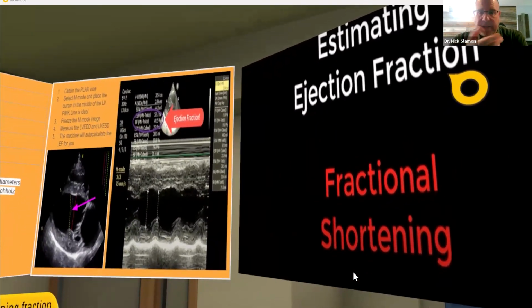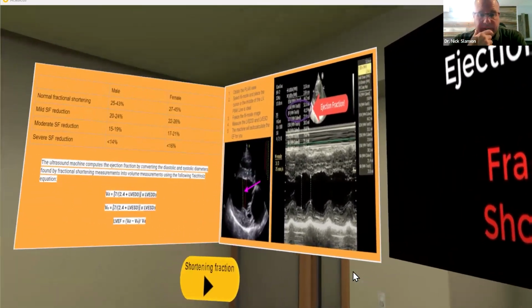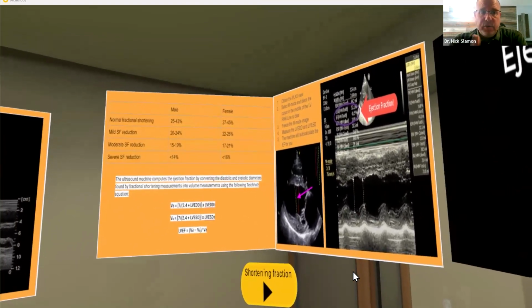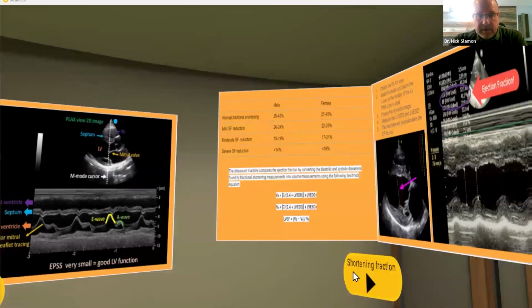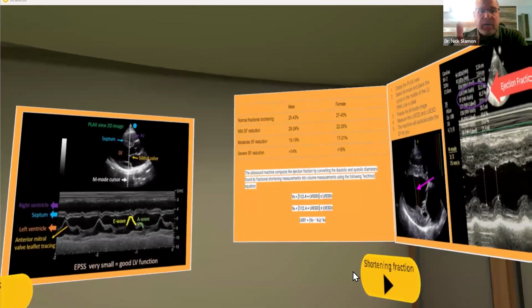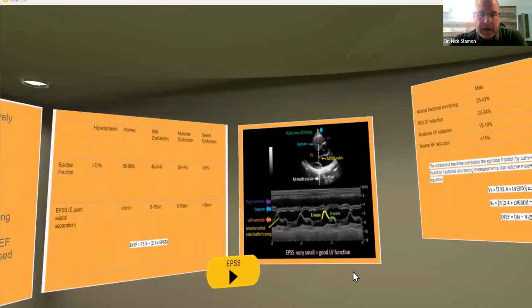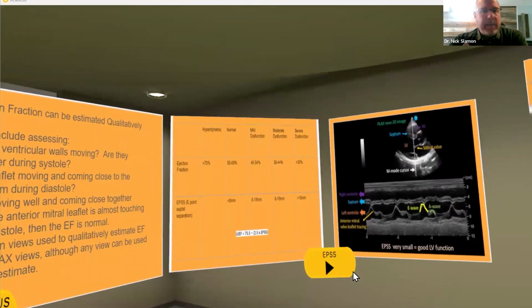How do I estimate ejection fraction by doing a shortening fraction? Or how do I estimate it by doing EPSS manipulation? Or how do I just estimate how well or how poorly the heart is functioning by my eye?